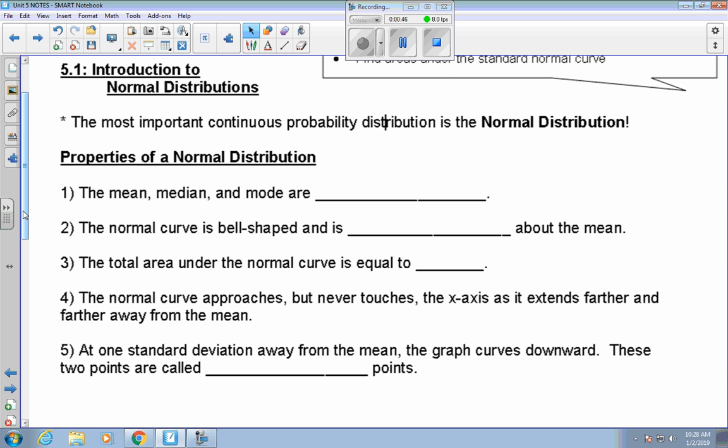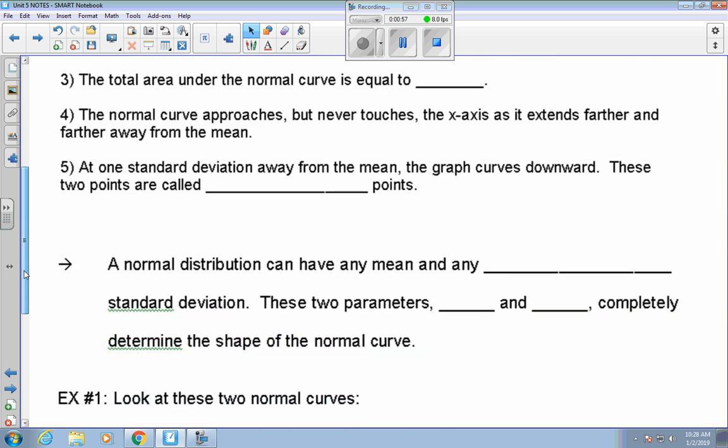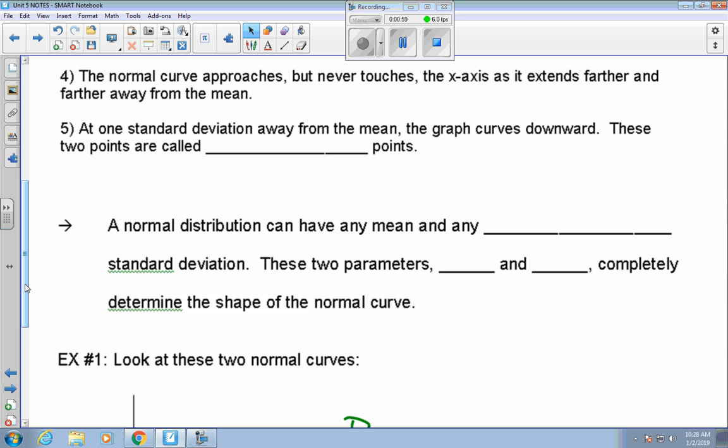At 1 standard deviation away from the mean, the graph curves downward. These 2 points are called inflection points, and I'll go over what that means as well. The normal distribution can have any mean and any positive standard deviation. These 2 parameters, the mean and the standard deviation, I think they give you those 2, correct?